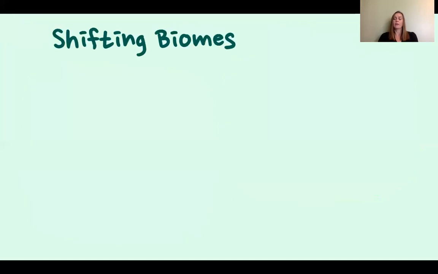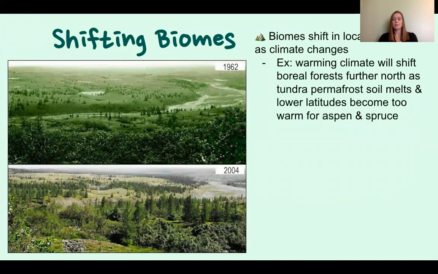Now, we've talked about how biomes are shaped both by elevation and by latitude. What we're seeing happen now is that biomes are shifting. As the climate is changing, the biomes are shifting their location on Earth. So this is an image from INSTAAR at University of Colorado Boulder.